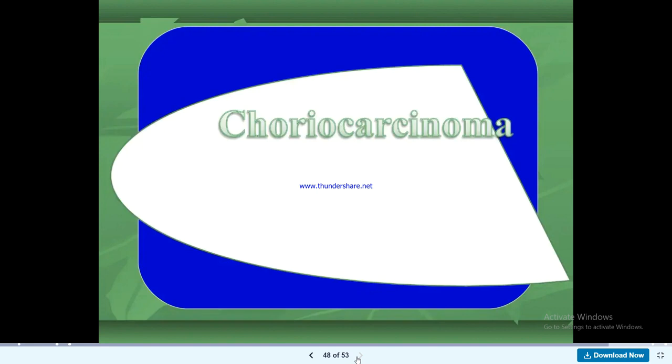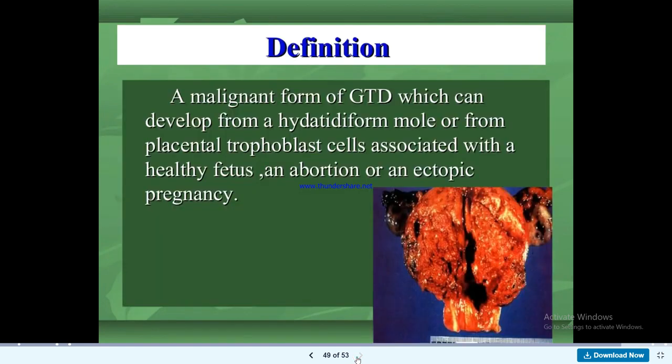Now, discussing the choriocarcinoma. By definition, a malignant form of GTD which can develop from a hydatidiform mole or from placental trophoblast cells associated with a healthy fetus, an abortion, or an ectopic pregnancy. So it is not only the grapes, vesicles, but also the fetus or part of the fetus, whether it aborts or the tubal pregnancy.